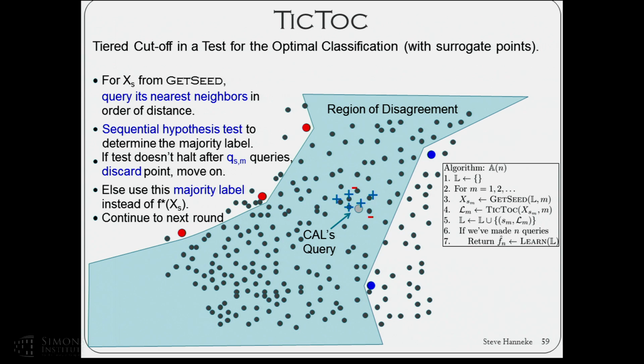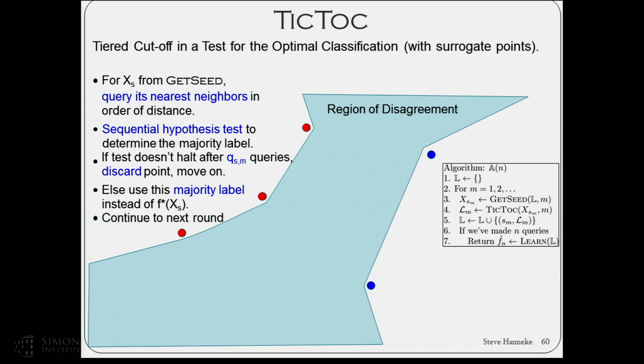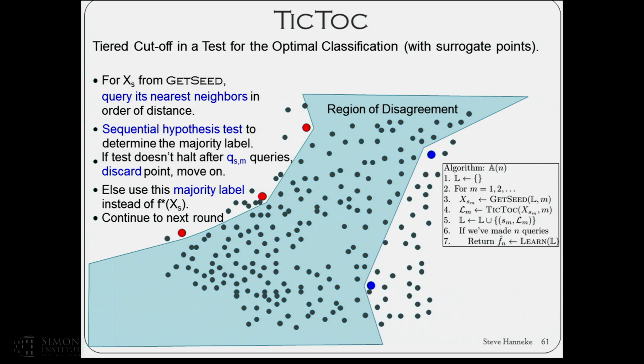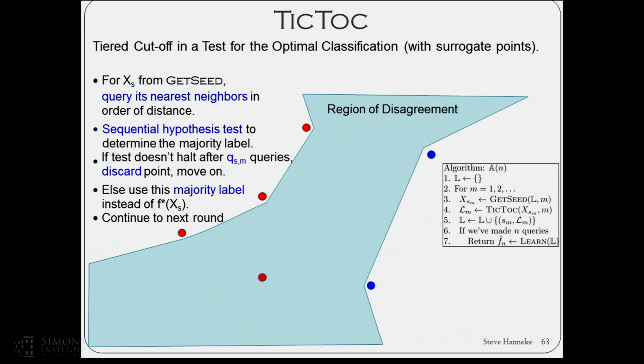The change here is that we're going to have a cutoff. If we have exhausted Q queries and still haven't figured out with this test what the optimal label is, we're just going to give up and move on. We throw that point away, pretend it never happened, and draw another point. Let's say this one. Now we do our sequential hypothesis test, and this time, before we've reached Q queries, we were able to figure out what the dominant label in that region is. In this case, it was red.